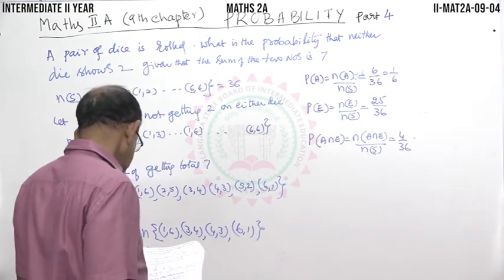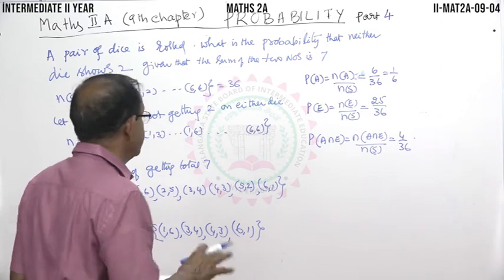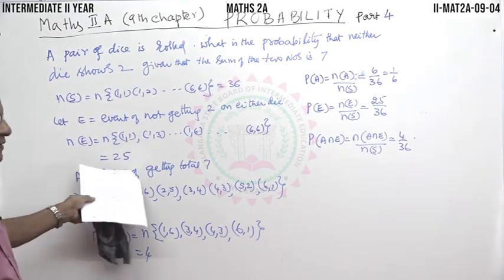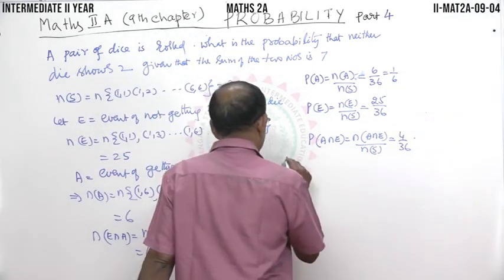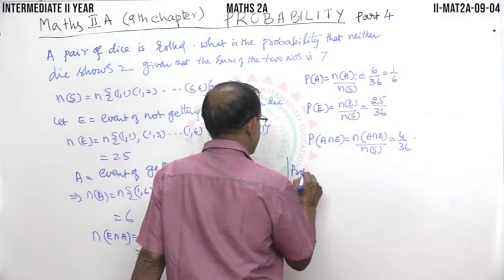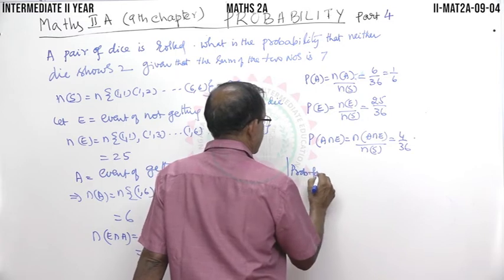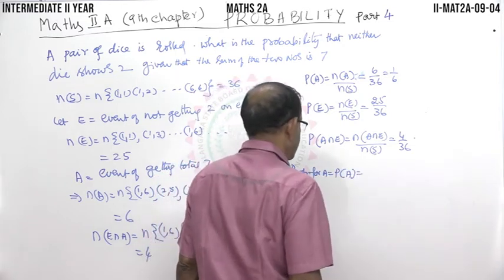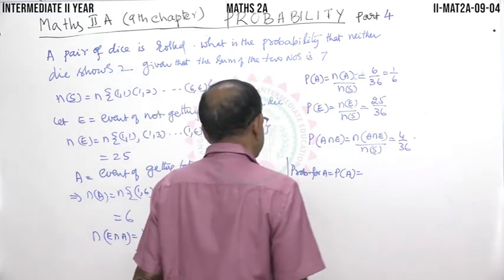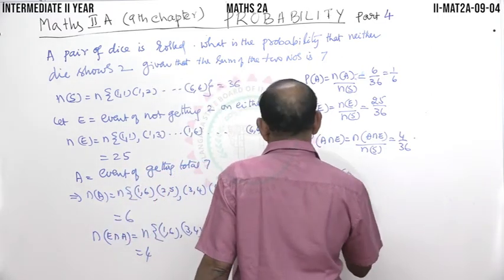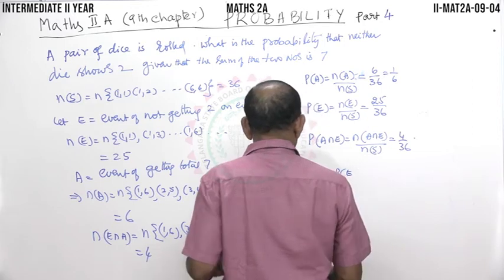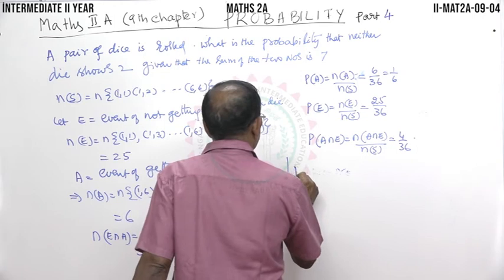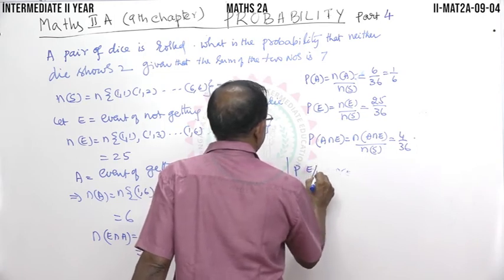Now, here sum is given as 7. That should be A. That is A. Now we want to find out the probability for A. P of E by A is required.